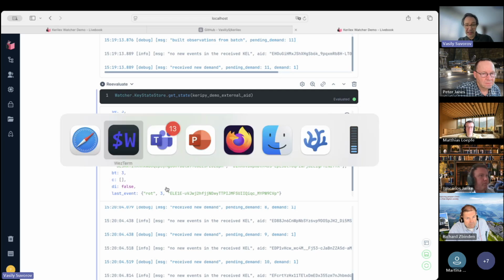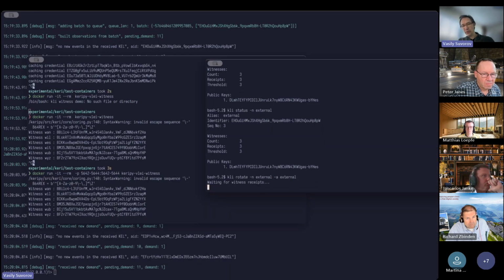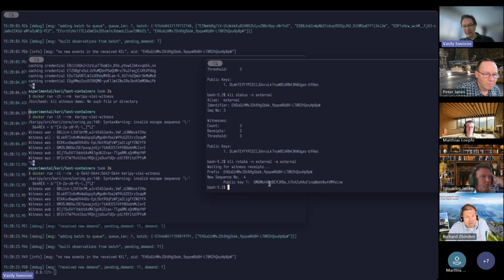So let's change that. Let's rotate it again. So it will do this, sequence number 4, and we see that we updated the state. It picked it up. We see that the state has been updated.